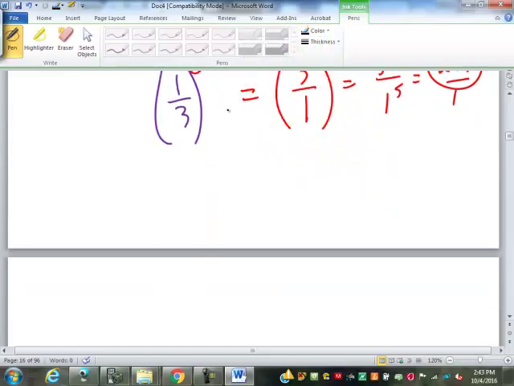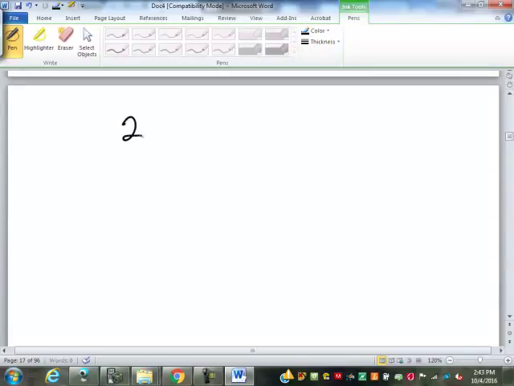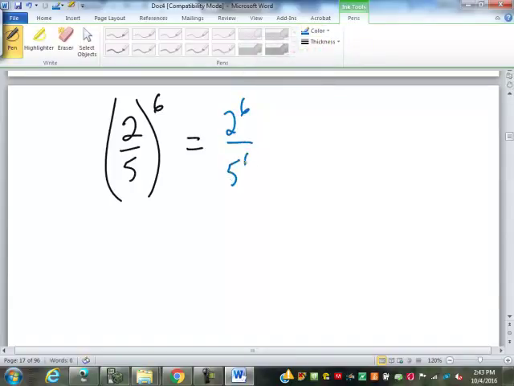So just to practice that, 2/5 to the 6th power. Of course, that'd be 2 to the 6th over 5 to the 6th. What's 2 to the 6th power? 64, right? What's 5 to the 6th power? There you go, 15,625.